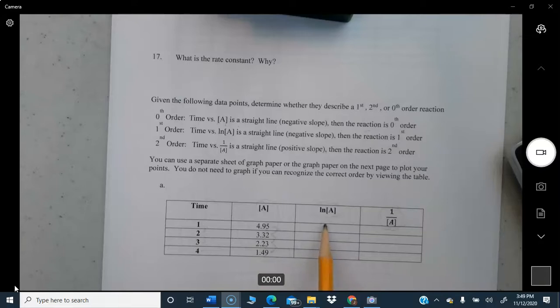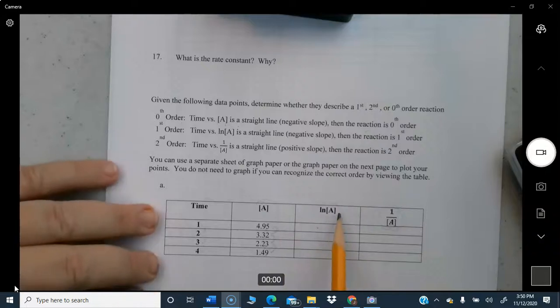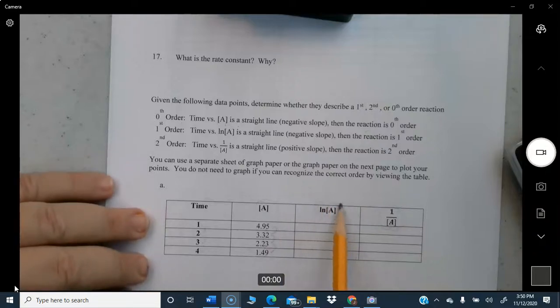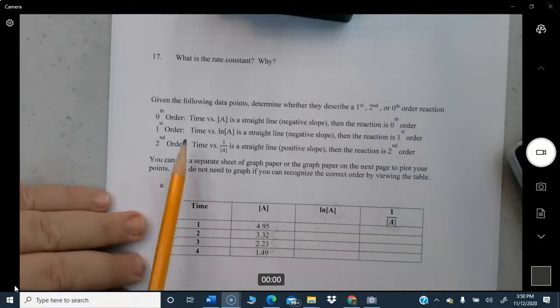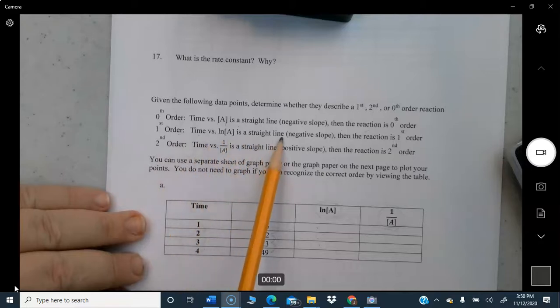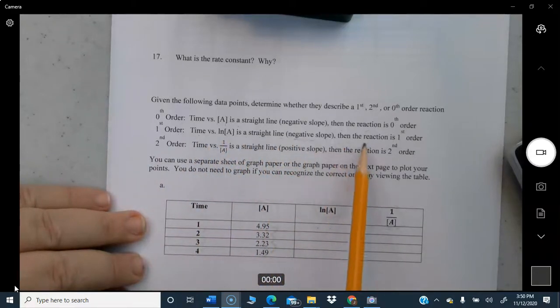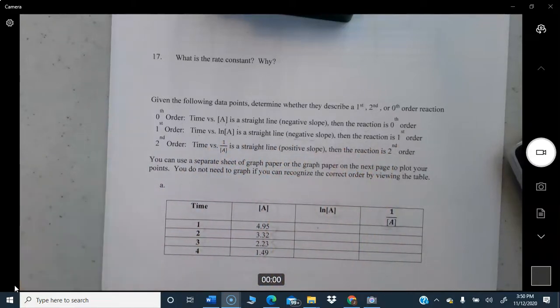It doesn't matter whether it's a positive number or negative number. Just subtract this minus this, this minus this. If you get the same differences for all three of those subtractions, then it means the natural log of A is a straight line. That would mean that time versus natural log of A is a straight line with a negative slope. Then the reaction is first order, so you'd know it's first order.